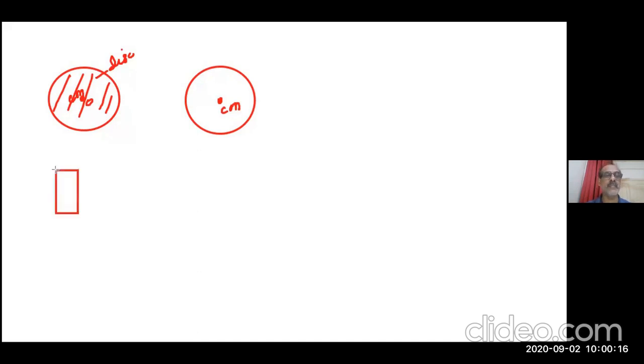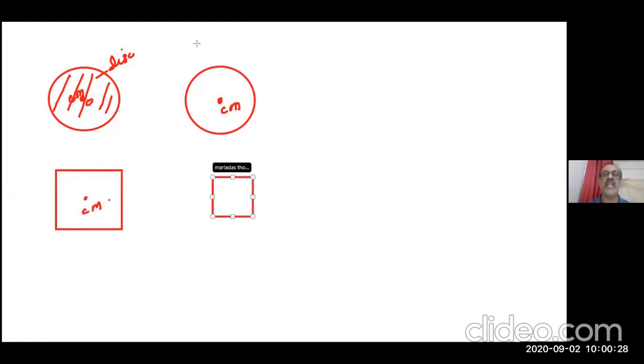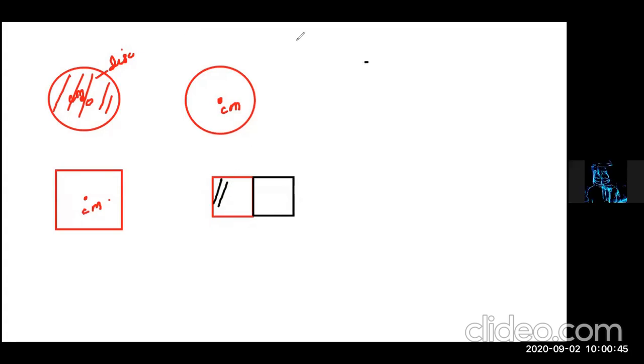Similarly, a square has its center of mass at the center. But if it is not homogeneous, if it is heterogeneous, for example one material made of copper and one made of wood, then the center of mass will not be exactly at the center. Center of mass will shift to where there is more mass distribution, that means the denser region.